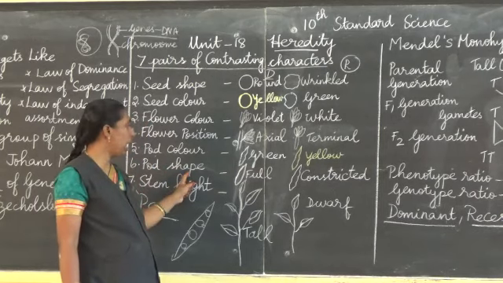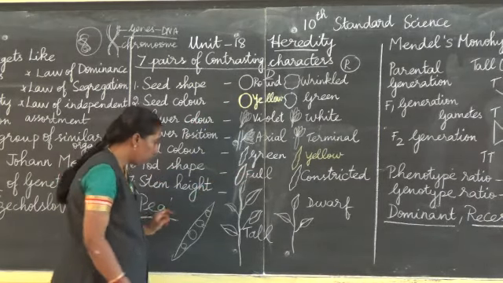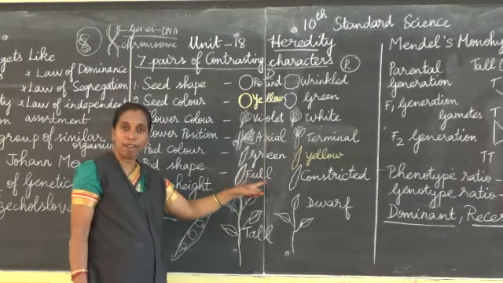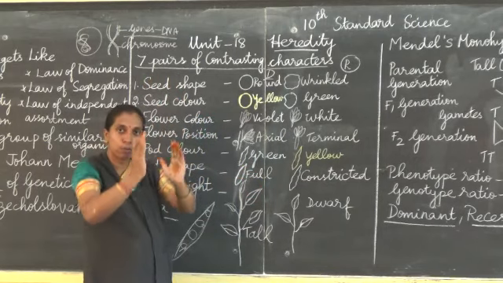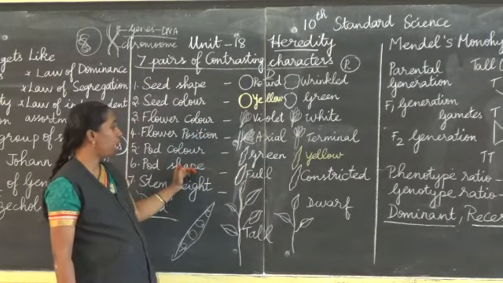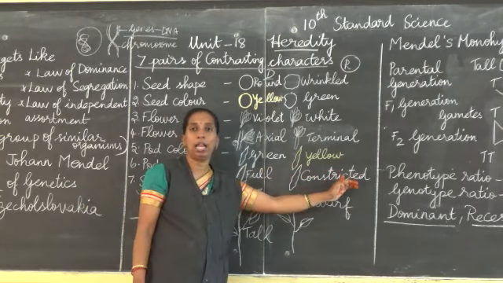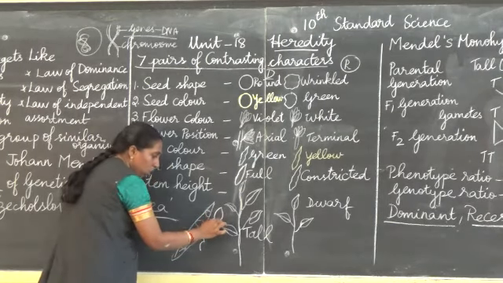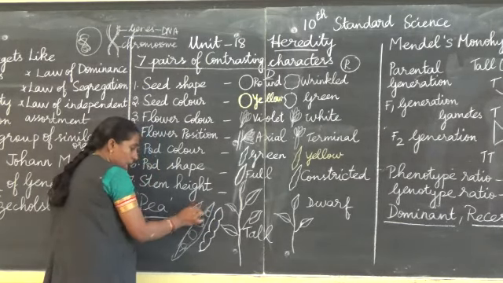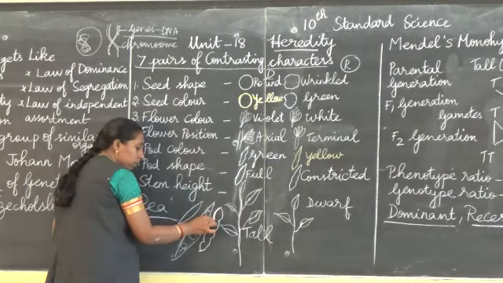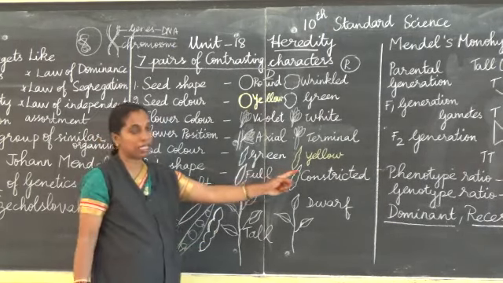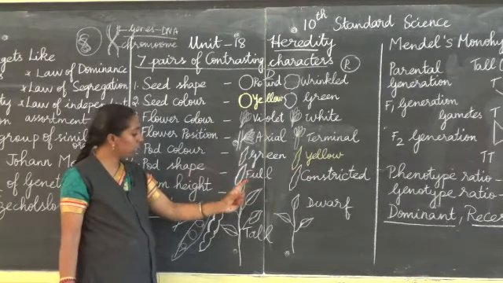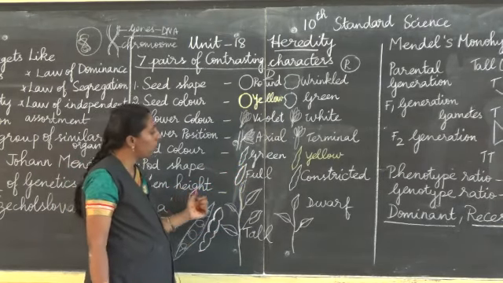Similarly, pod shape, the dominant one is full. Full or inflated means it will have a smooth surface. And pod shape, recessive one is constricted. Constricted means it will have some constrictions, some curves will be present. Then stem height. Stem height, the dominant is tall and the recessive one is dwarf.